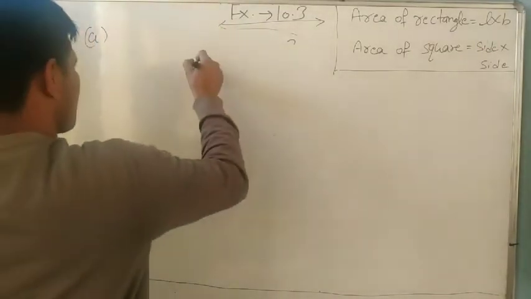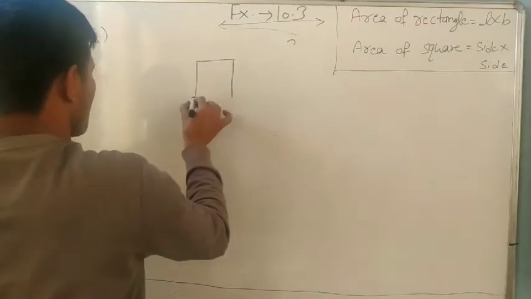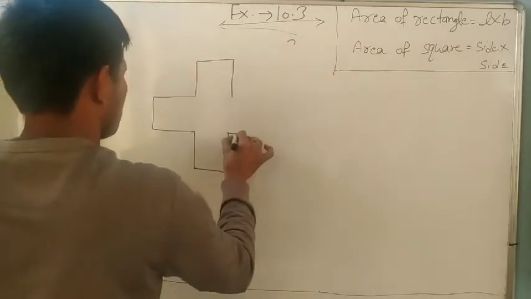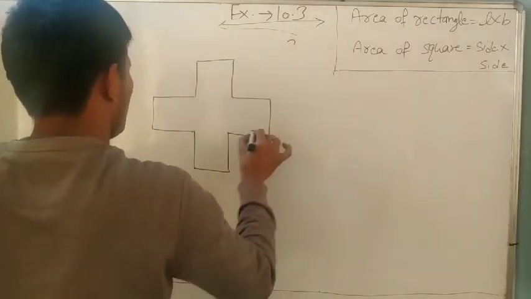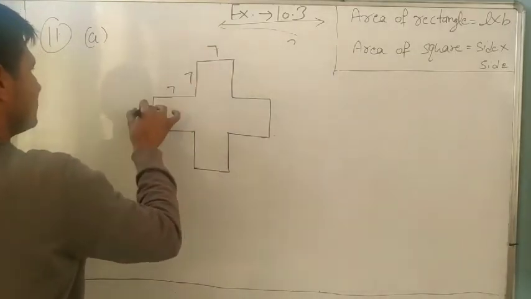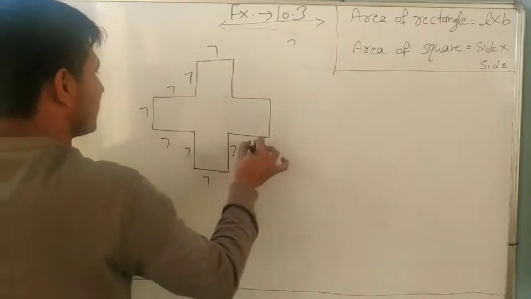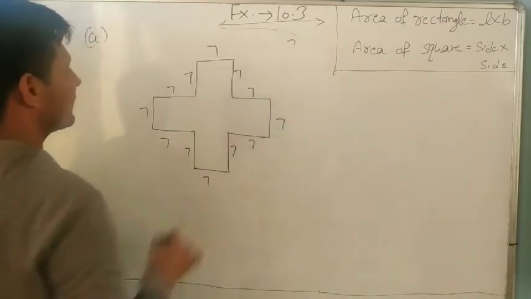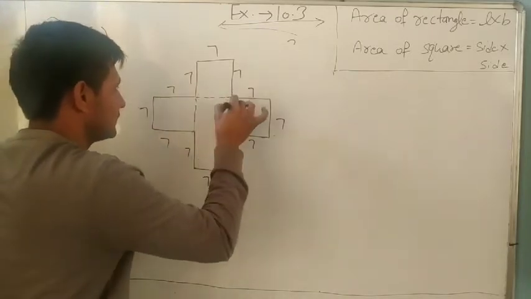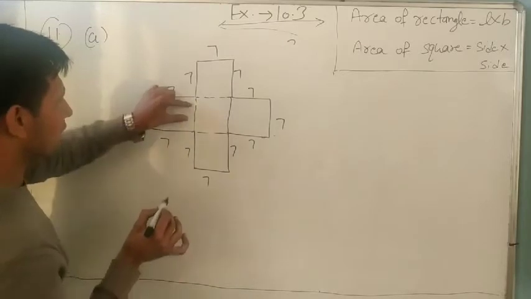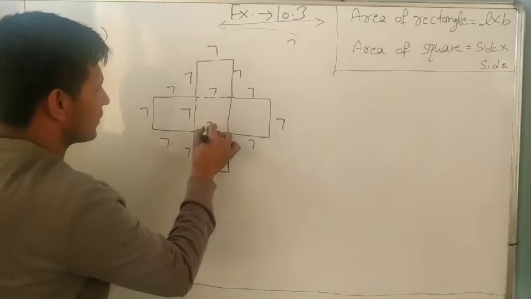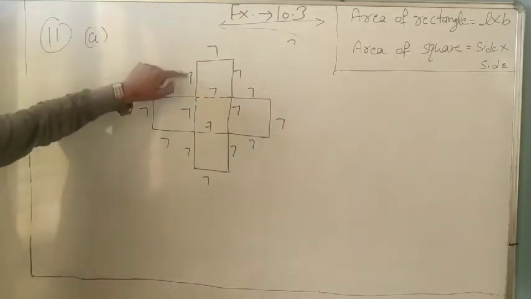It is given. We have to find the area of this figure. The sides are all 7. So how will you find? We will add like this. We will join. So if it is 7, it is also 7. If it is 7, it is also 7. It means 7, 7, 7, 7.